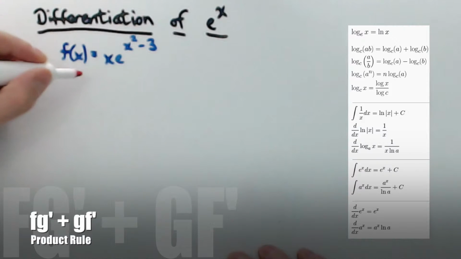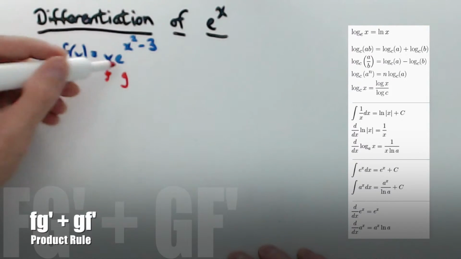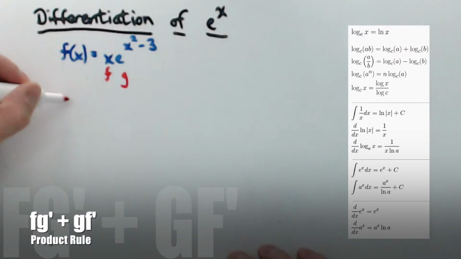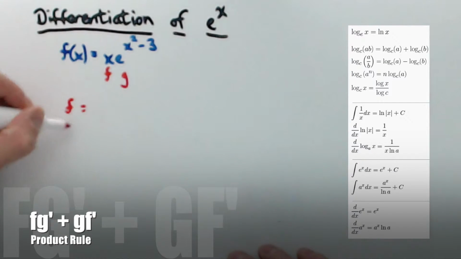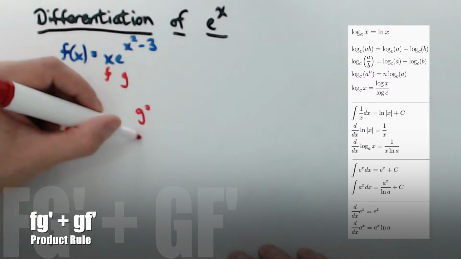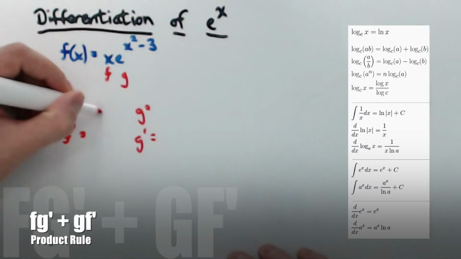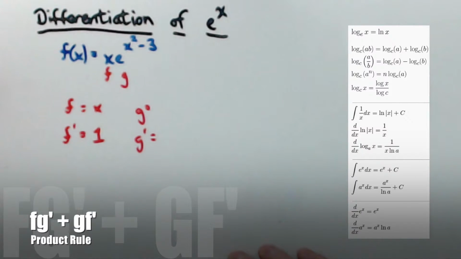Okay, the first thing I'm going to do is say that the x is my f and this e to the x squared minus 3 is my g. So I'm going to set up my f and f prime and my g and my g prime in order to use product rule. So we have x here, and then the derivative of x is 1.